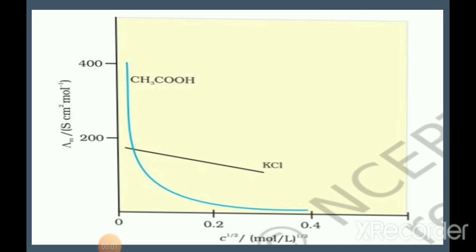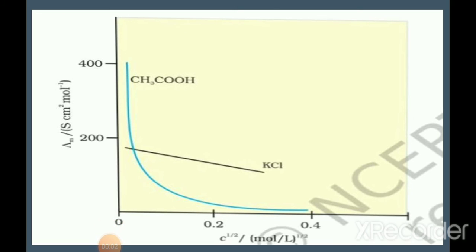Consider a weak electrolyte like acetic acid. From the graph, it is clear that there is a steep rise in the molar conductivity upon dilution in the case of a weak electrolyte. What is the reason? For a weak electrolyte, we know that the degree of dissociation alpha is low at higher concentrations. But upon dilution, alpha, the degree of dissociation, increases. Since alpha increases, the total number of ions will also increase. Therefore, molar conductivity increases steeply upon dilution for weak electrolytes.